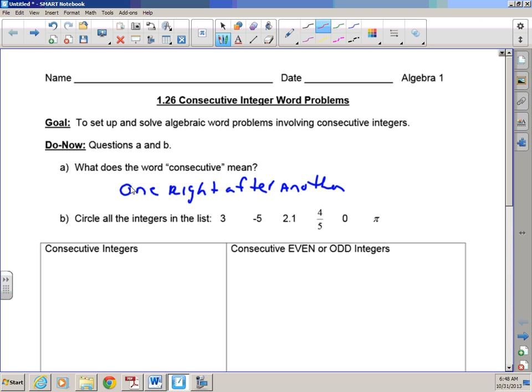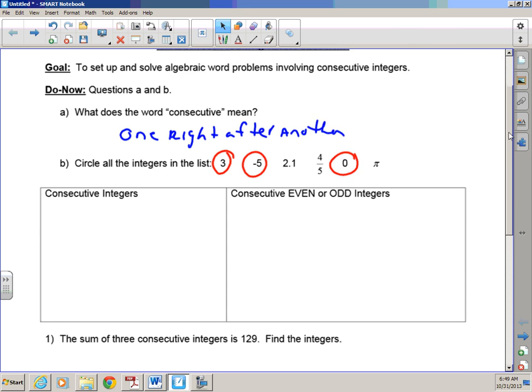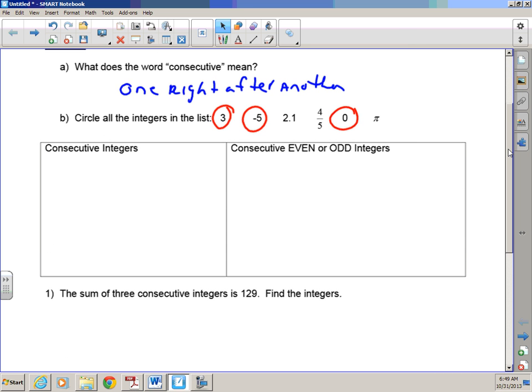Well, if you follow through, the first one is counting numbers, which are the numbers 1, 2, 3, 4, what you can count things with. The second are whole numbers, which are all the counting numbers and 0. The third is integers, which are the whole numbers and their negatives. So 3, -5, and 0 are all integers. Now, what does it mean to be consecutive integers? Just as we've said, one right after the other.